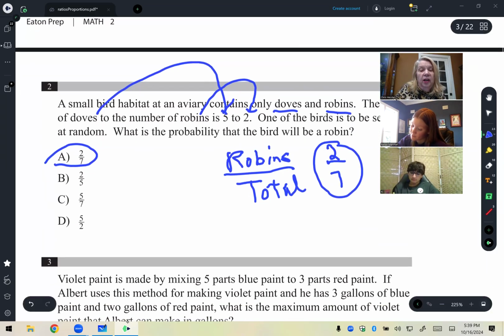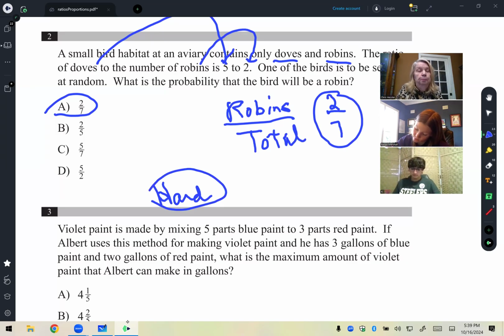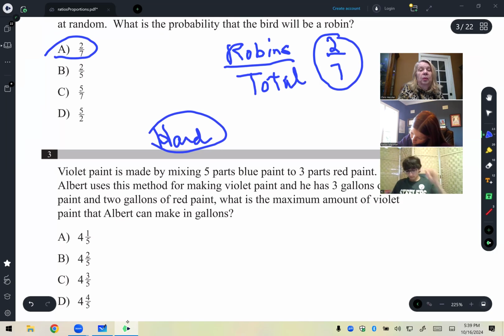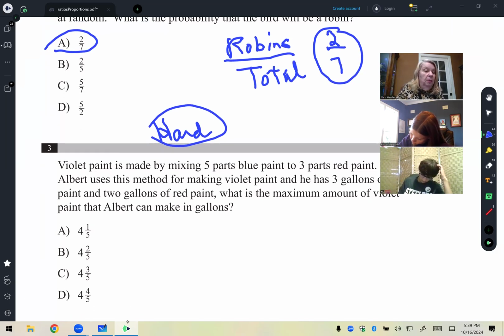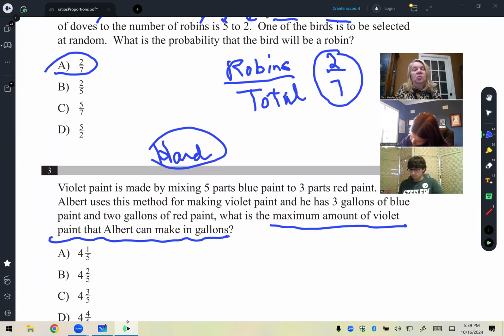Now this one is a little trickier. I don't know if you'll get one this hard. We don't know if you're going to get a hard ratio problem or an easy one. So let's look at this harder one. Violet paint is made by mixing 5 parts blue paint to 3 parts red paint. If Albert uses this method for making violet paint, and he has 3 gallons of blue and 2 gallons of red, what's the maximum amount of violet paint that Albert can make? And this would definitely be a module 2. So see if you can follow this.